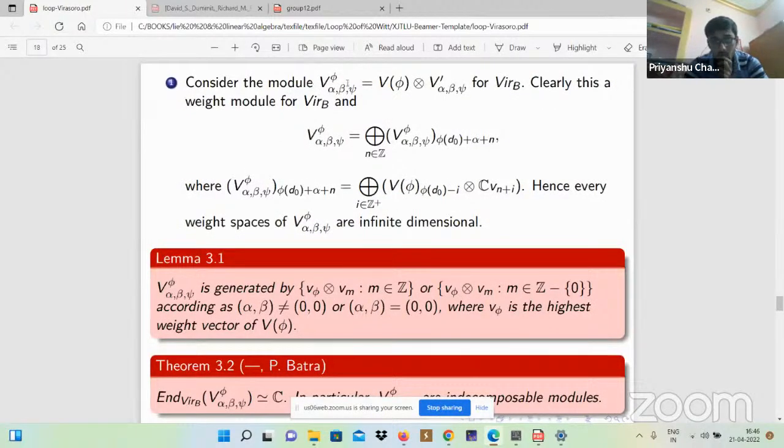Now consider the module V_{φ,α,β,ψ} = V_φ tensor V'_{α,β,ψ} for V tensor B. Clearly, this is a weight module for V tensor B, and V_{φ,α,β,ψ} has a weight space decomposition like this, where the weight space at φ(d_0) + α + n is equal to a direct sum of these terms. From this it is clear that V_{φ,α,β,ψ} has infinite dimensional weight spaces, because this term is running infinitely many times, and V_φ has infinitely many non-zero weight spaces.